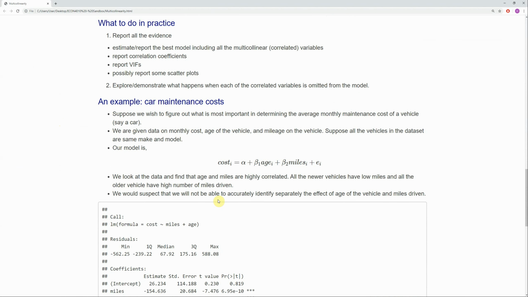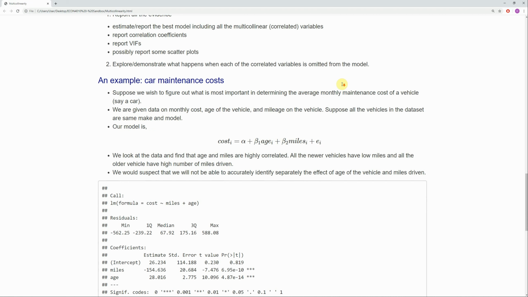So that's what we do in practice. Before coming up with the best model, we reported what was going on when we included the multicollinear variables in our right-hand side. And then we talked about the correlation coefficient, what the variance inflation factors were, and looked at the scatter plots of them to see if we can visually detect that correlation too. And after that, we show what happens if we omit those variables and pick the best model from the scenarios that we checked.